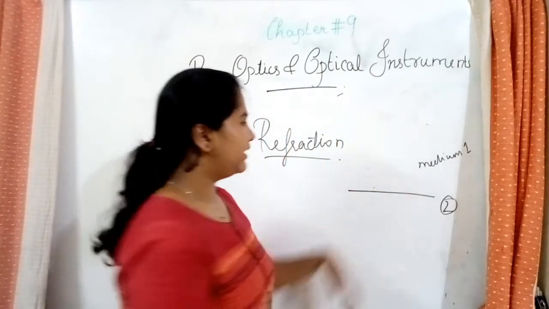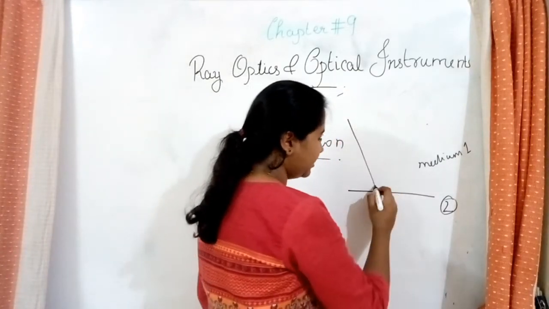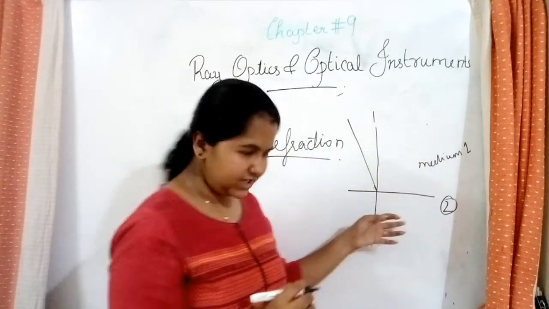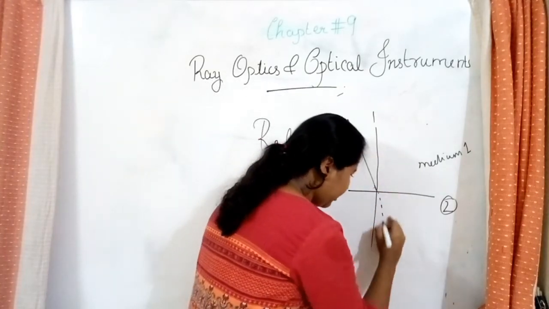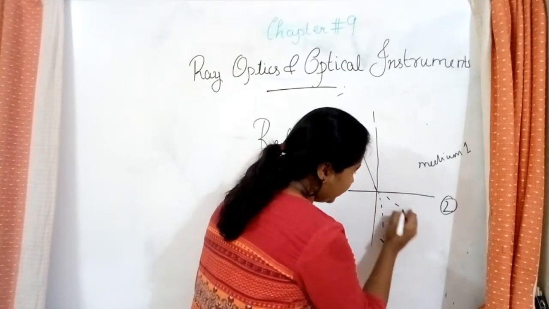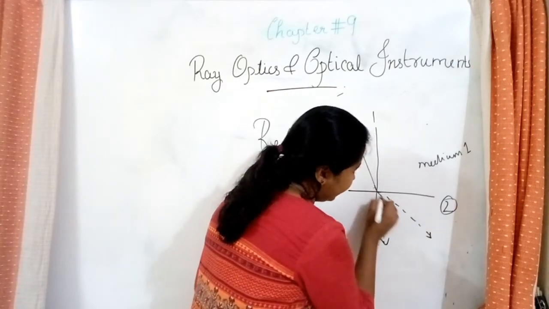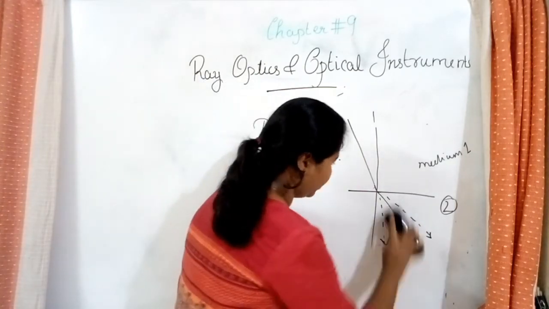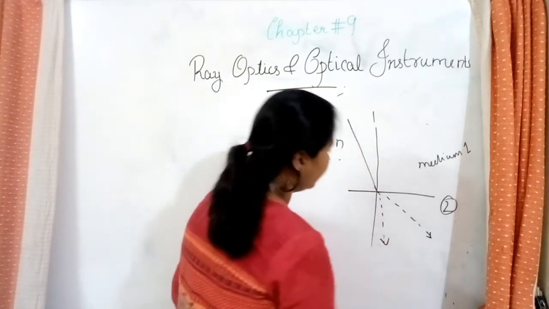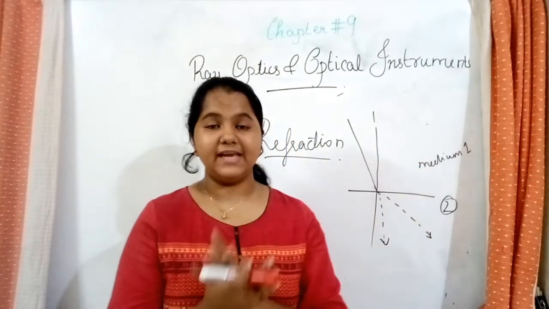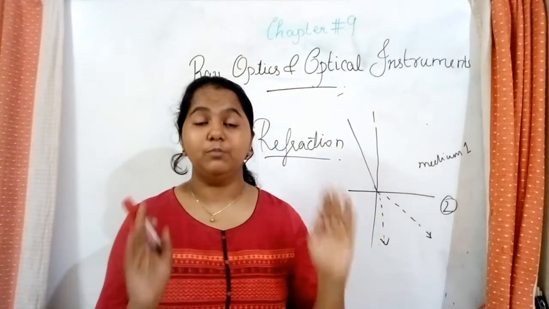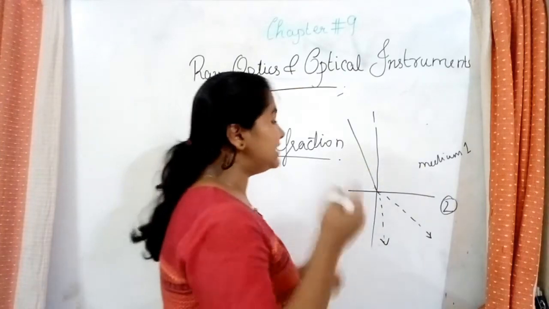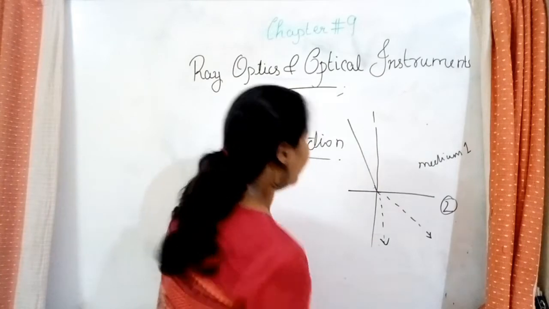Okay, so what happens? Light ray falls and this is our normal. This light ray would either go like this or go like this, rather than moving like this. Okay, so I'll make it a bit more clear. If there is no change in medium, the light ray moves in a straight path. There is no bending or curve. So what is the expected one?